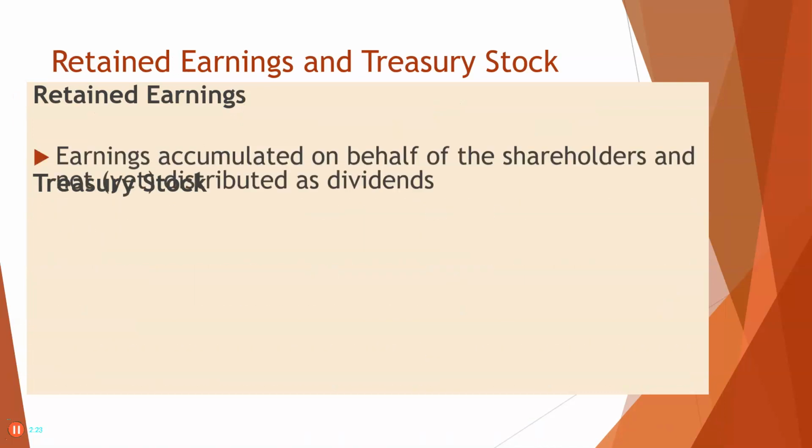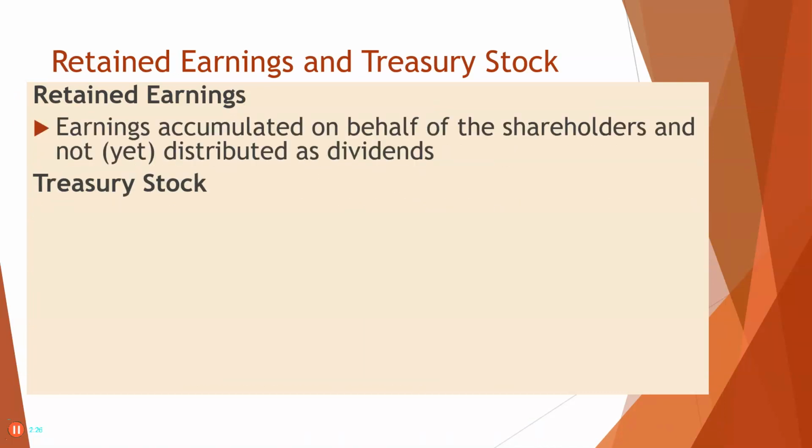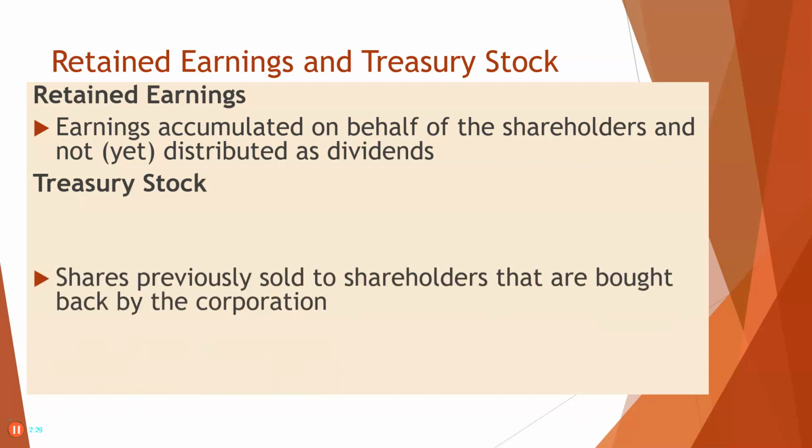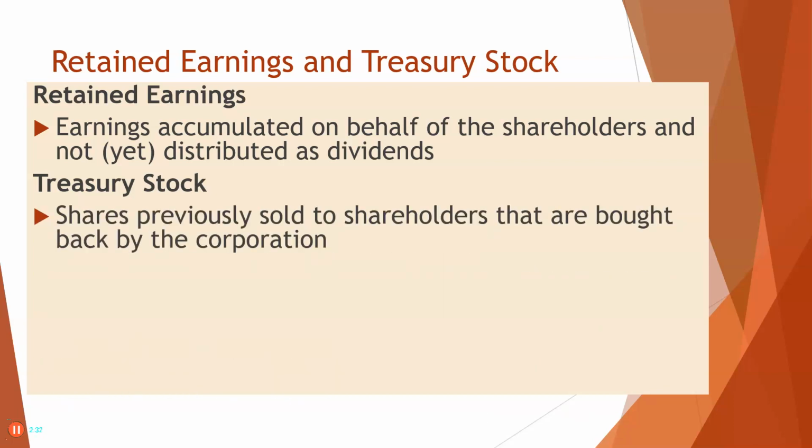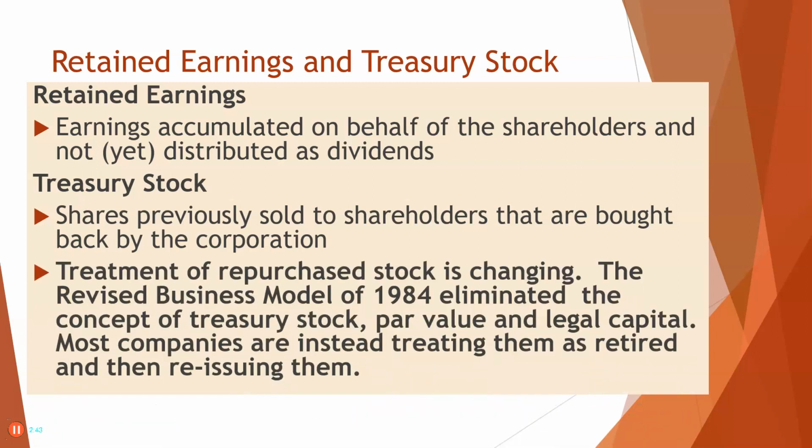Now, retained earnings. Earnings accumulated on behalf of the shareholders and not yet distributed as dividends. Treasury stock, shares previously sold. Treasury stock used to be, there was no journal, no recording anything. You just adjusted the par value and the number of shares, but that's changed. Now we have a revised business model, eliminated the concept of treasury stock, par value, and legal capital. Most companies are instead treating them as retired and then reissuing. So you won't see a line item called treasury stock anymore because they just retire them, and then when they want them again, like if they have stock options for their employees, they just reissue them.